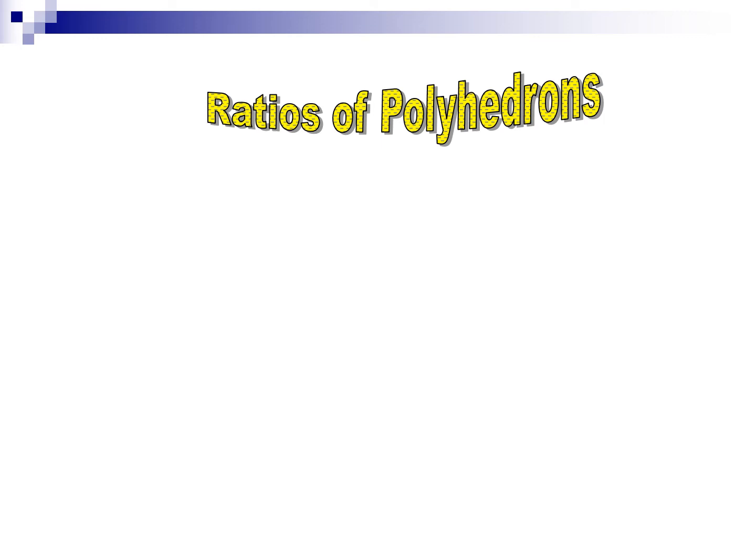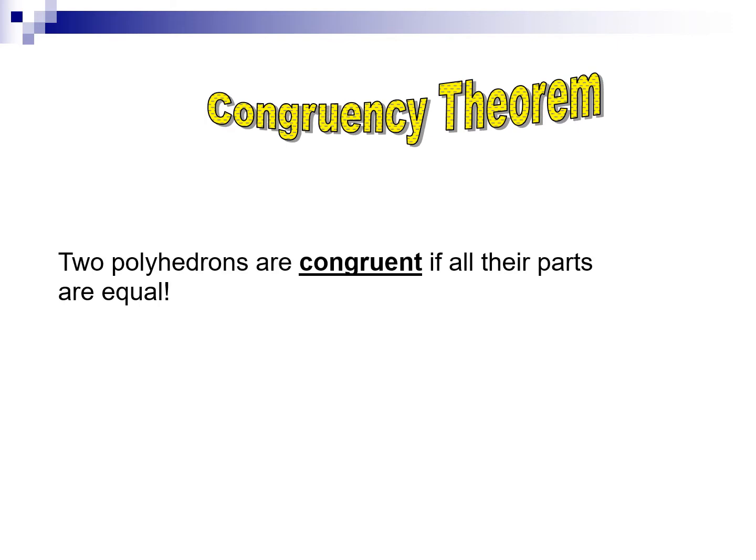All right, let's go ahead and do ratios of polyhedrons today. Let's take a look at the congruency theorem. It says two polyhedrons are congruent if all their parts are equal.